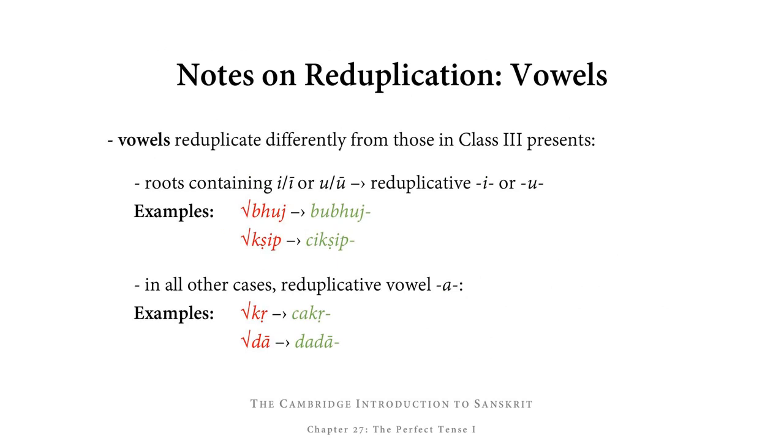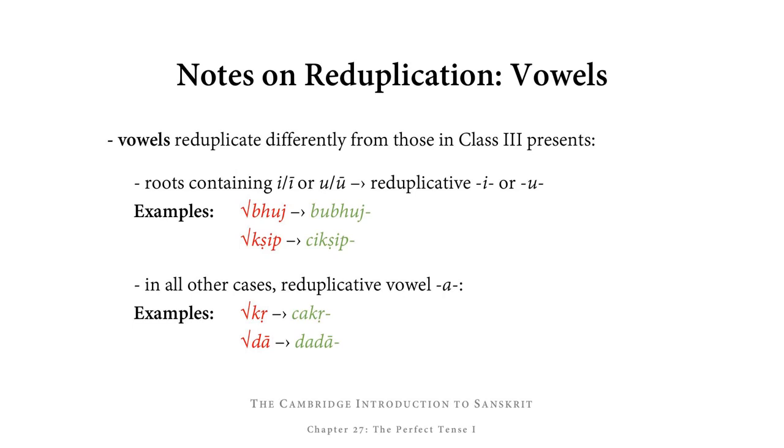So, reduplicating consonants works exactly like what we already know from class 3 presents. However, vowels in perfect reduplicative syllables reduplicate slightly differently. And the rules here in the perfect are as follows. Roots that contain an e or an u reduplicate these vowels as their short form. So short e or long e reduplicate as short e. Short u or long u reduplicate as short u.